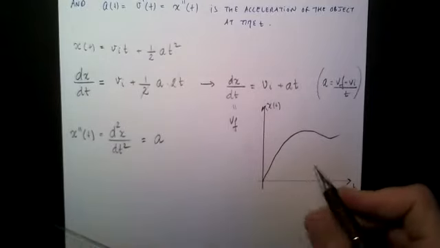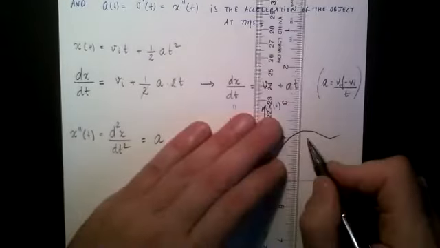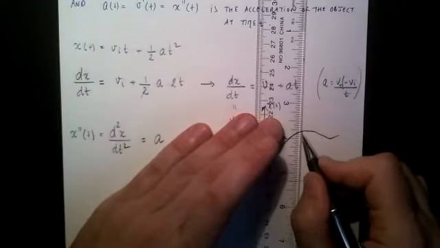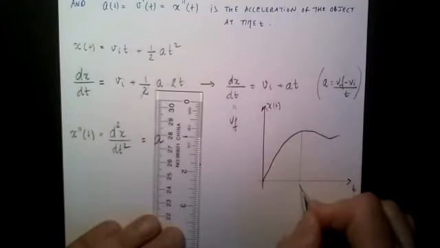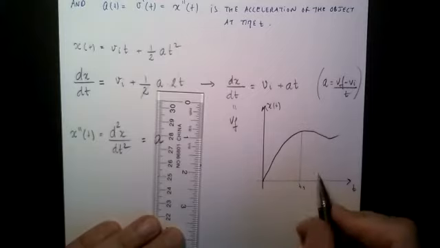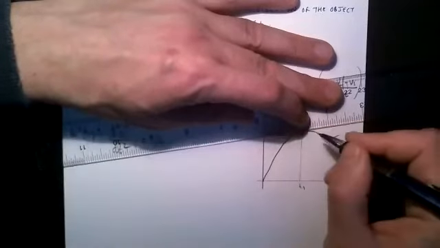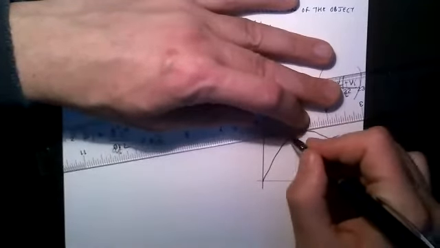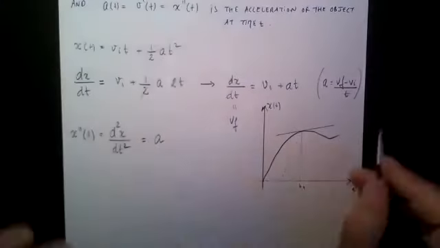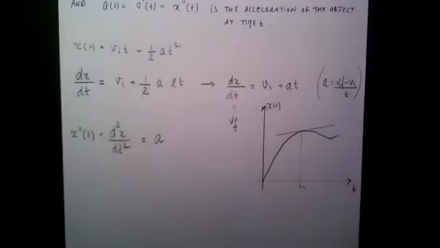If you wanted to find the velocity at a certain time here, let's call this t1, how would you find the velocity at that point? What would you do? You remember? You would draw a tangent line. Perfect. So you remember that the velocity at a certain point on the position time graph is always equal to the slope of the tangent line.